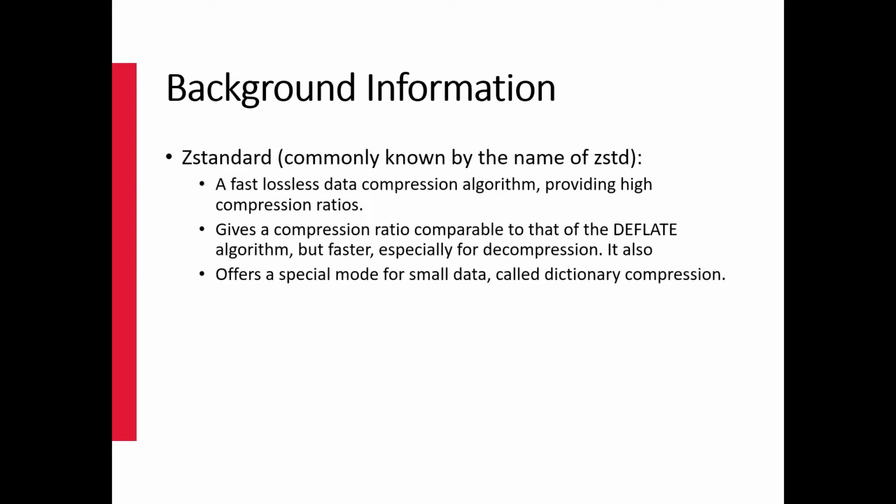The last compression algorithm is called Z-standard, and it's commonly known by the name of ZSTD. It is a fast lossless data compression algorithm, providing high compression ratios. It gives a compression ratio comparable to that of the deflate algorithm, but faster, especially for decompression. And it also offers a special mode for small data called dictionary compression. So all three compression algorithms we use are dictionary-based.